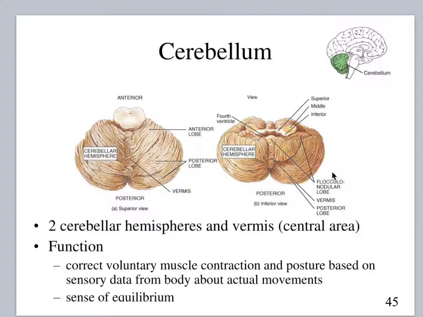The cerebellum is the next part we'll talk about. There's two cerebellar hemispheres and a vermis, which is the central area. The function of the cerebellum is to correct voluntary muscle contraction and posture based on sensory data, based on the actual movements. So the brain sends out a signal as to what movement is desired. The sensory feedback goes back to the brain to say what movement actually occurred, and the cerebellum helps to make those closer together, to help make it more coordinated and more functional movement.